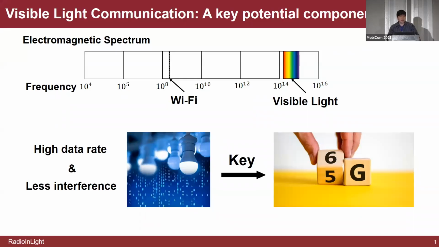So in recent years, we have seen the rapid evolution of mobile networks. 5G has been deployed and the competition for 6G has already started. Visible light communication, as a key potential component of 6G, has already attracted lots of attention from both academia and the industry. As visible light has a very high frequency compared with radio frequency signals, it has the potential to become a very high data rate communication technology and meanwhile cause less interference with the existing communication technology.